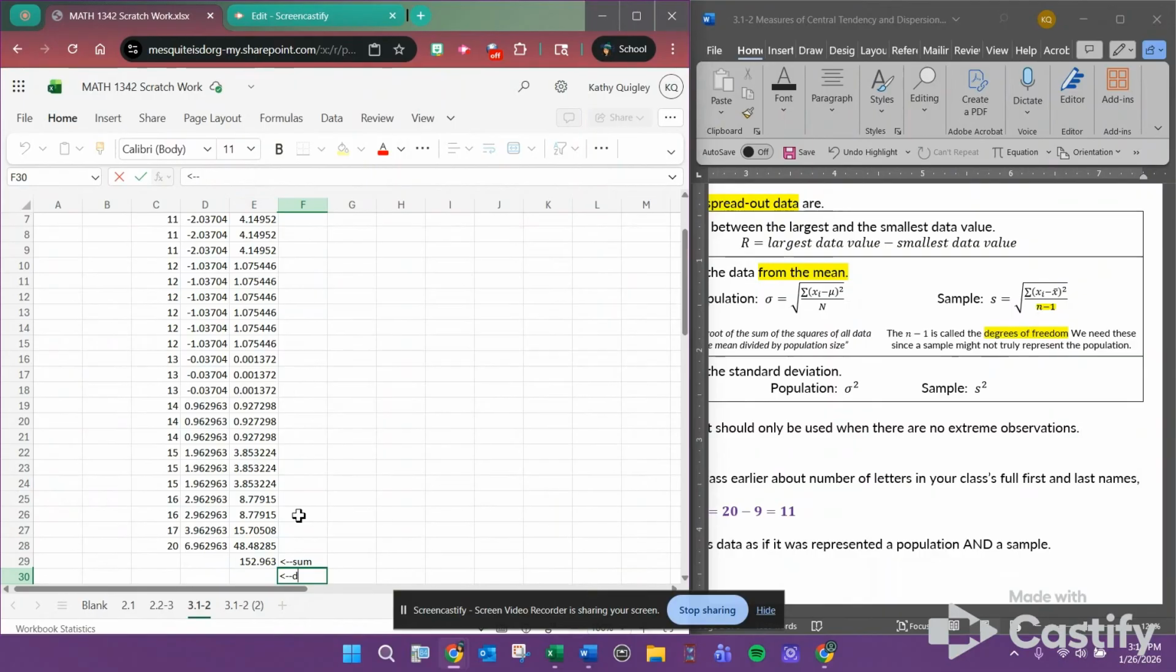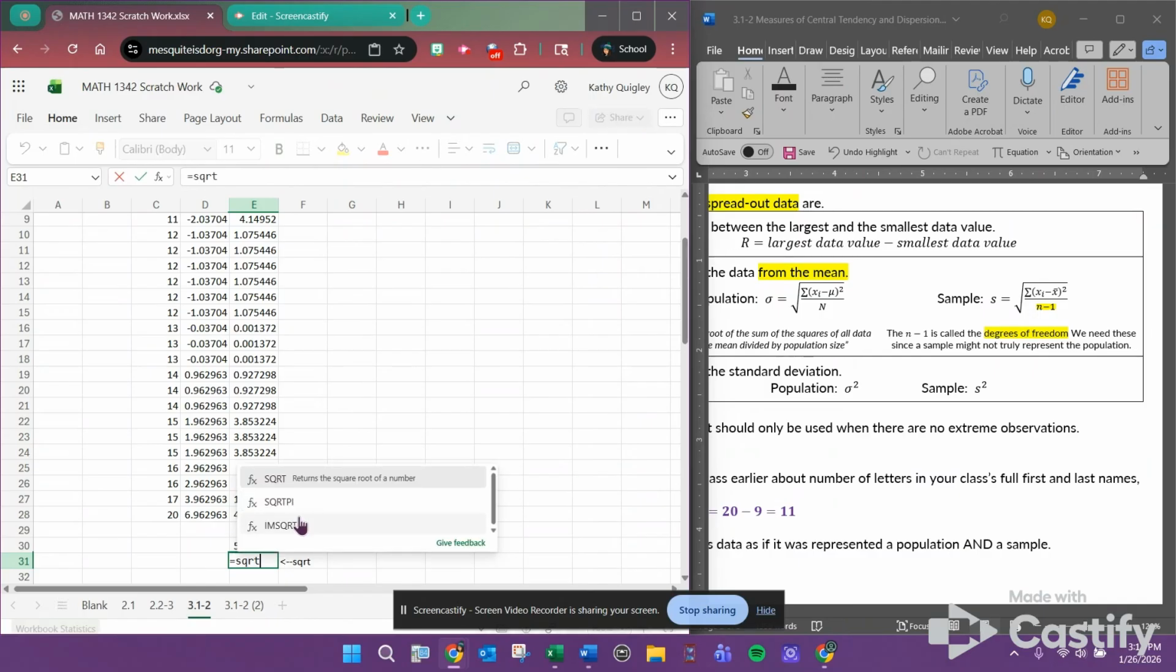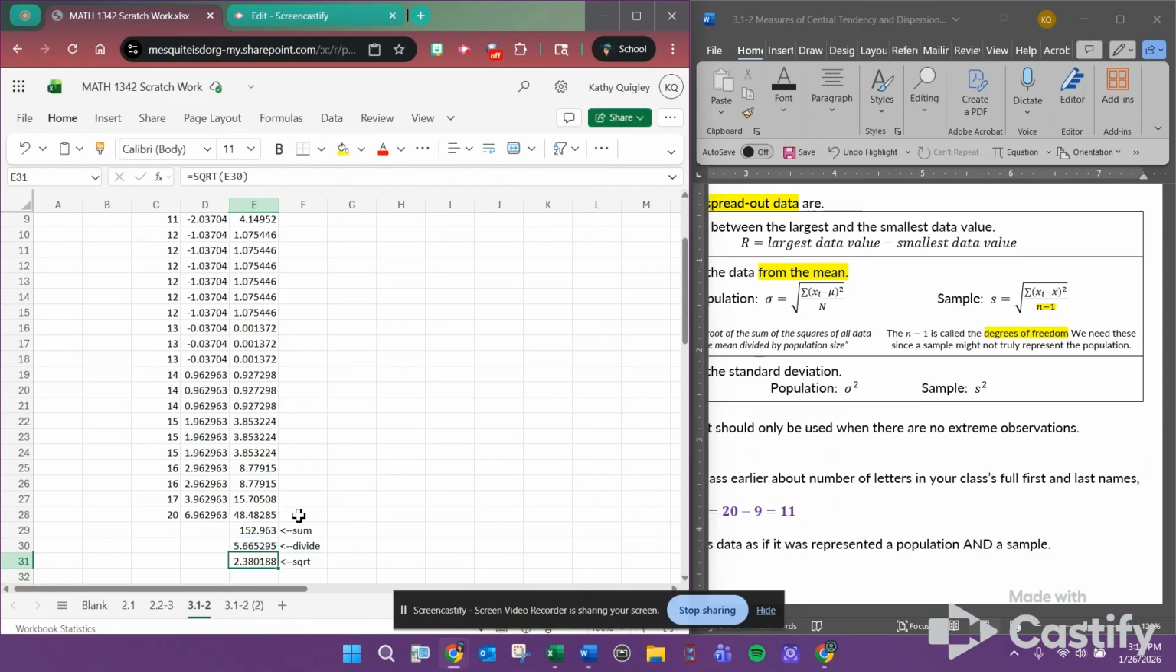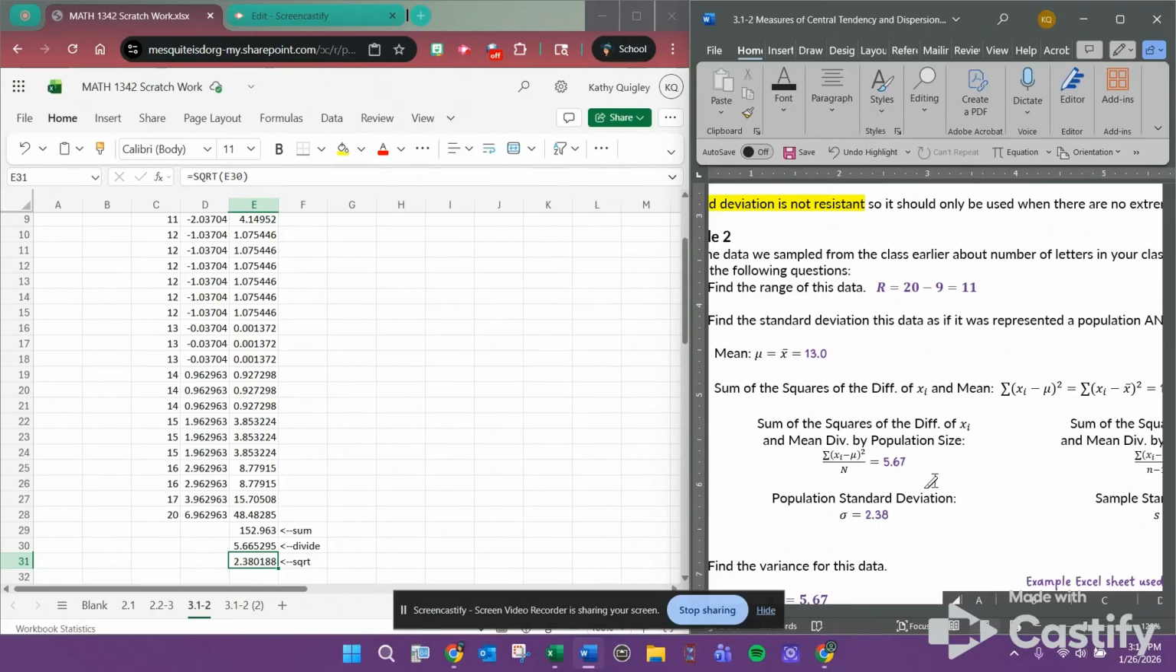And then I'm going to divide. Assuming this is a population this first time, I'm going to take this cell and divide it by the number in my population, which is 27. Then I'm going to square root. Now the shortcut for square rooting something is like on Desmos, SQRT, that's how Desmos got its language. That is computer language for square root. And we're just square rooting the number that has our division. And voila, we have our population standard deviation.